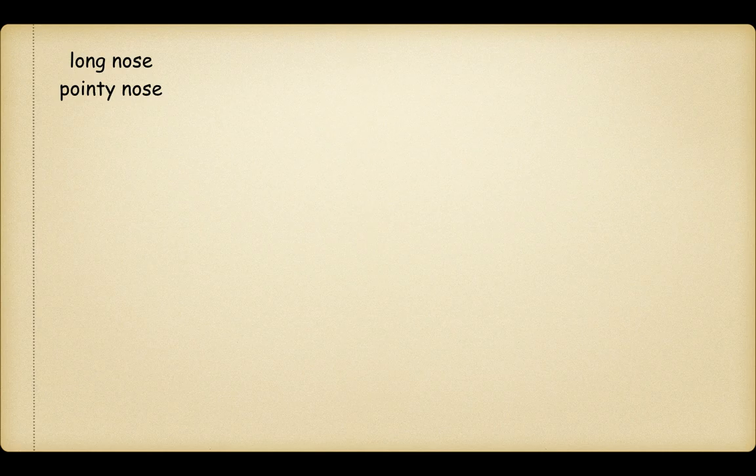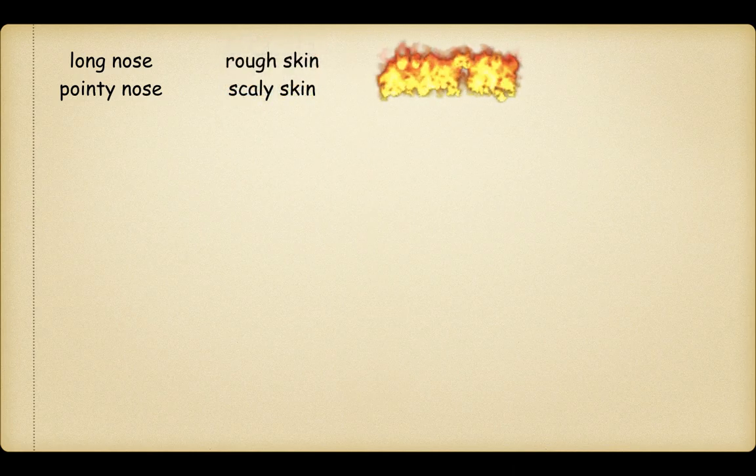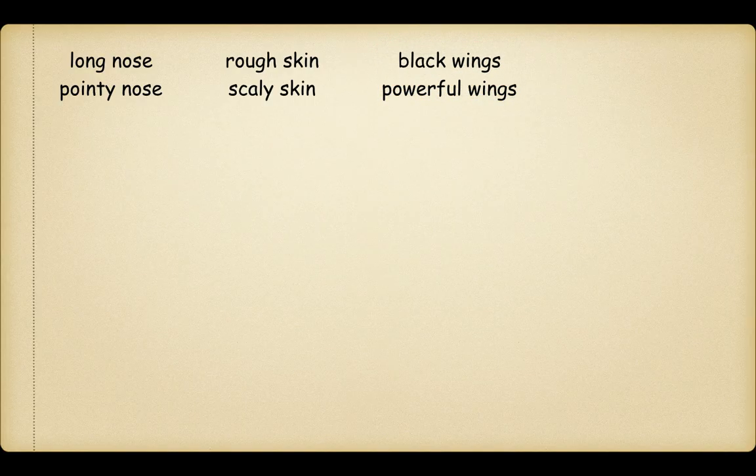Well, yesterday we came up with different adjectives to describe the noun. So we've got long nose, pointy nose, rough skin, scaly skin. These are all ideas you can magpie, you can use them in your work. Black wings, powerful wings.